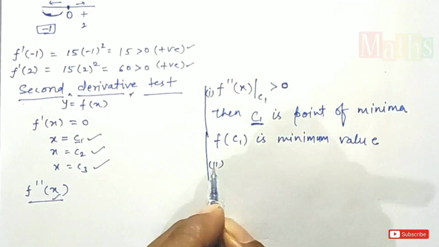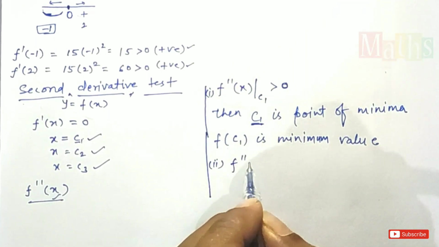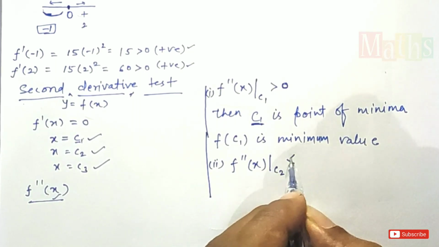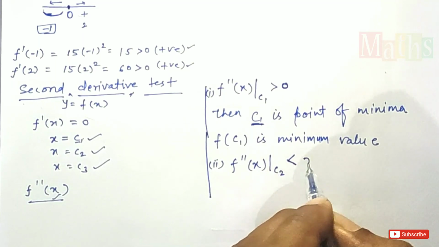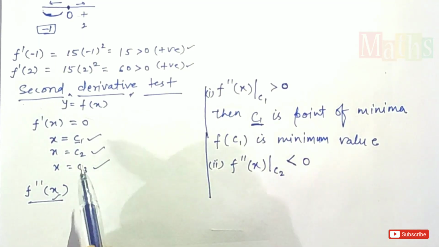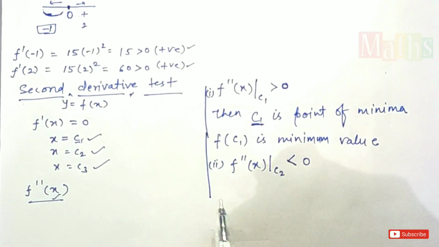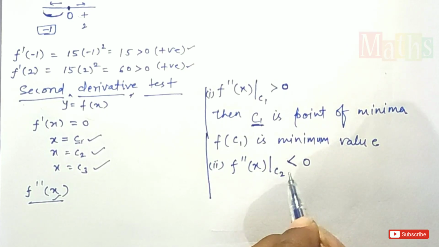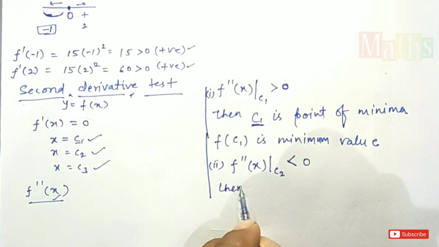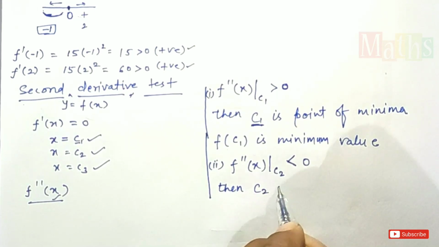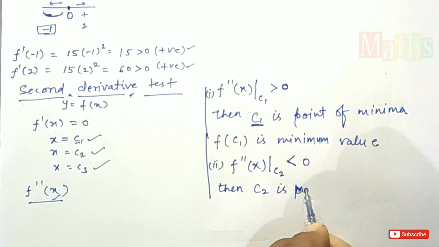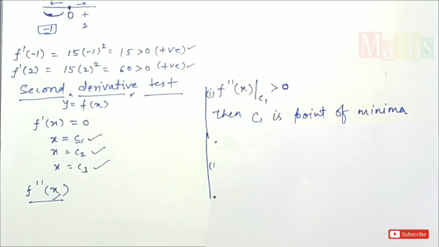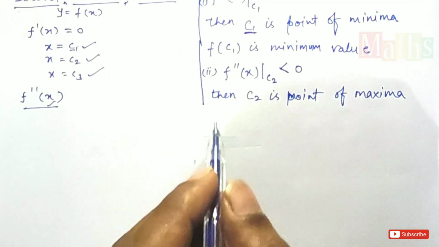Now the second case: if the value of the second derivative at any extreme point is less than 0, I am checking for C2, just taking an example. If the value of the second derivative at C2 is less than 0, then C2 is a point of maxima.